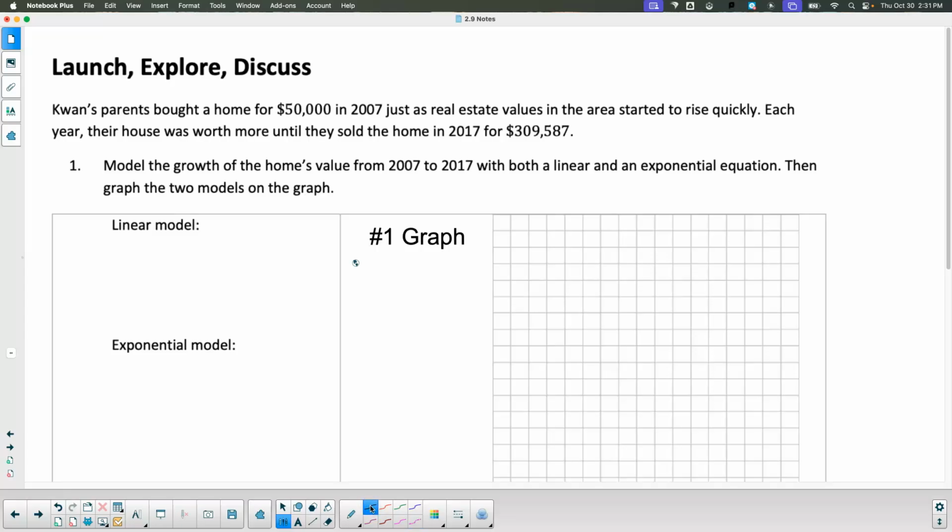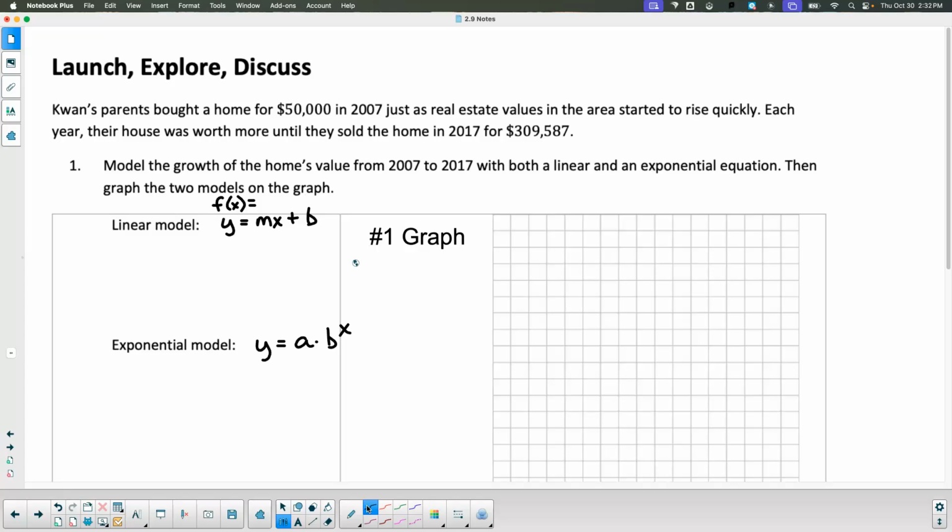So our linear model is going to look like y equals mx plus b. Or we could have also said here f of x. Okay? Y and f of x are interchangeable. Our exponential model is going to look like y equals a times b to the x power. Or, once again, f of x equals a times b to the x power.